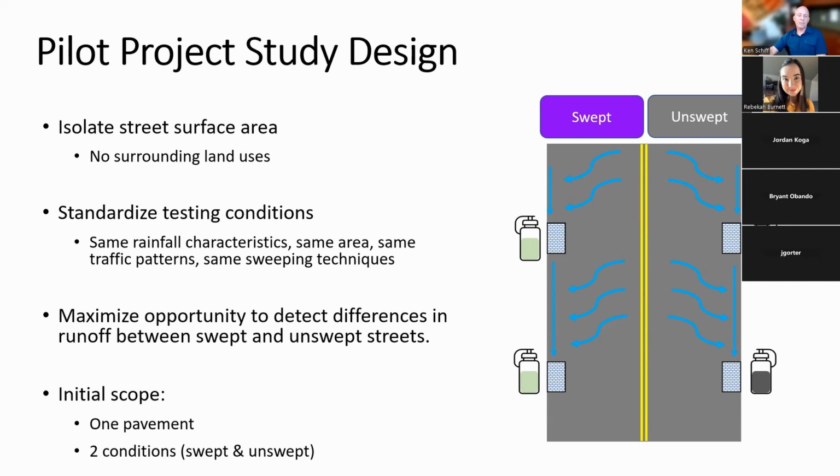And then to maximize our opportunity to detect the difference between the swept and unswept portions of the street, we wanted, at least in this pilot, to pick a street we thought was going to have a lot of street dirt on it. I like that term from the previous speakers. So our initial scope was just starting easy and doing one spot, swept and unswept, with replication.